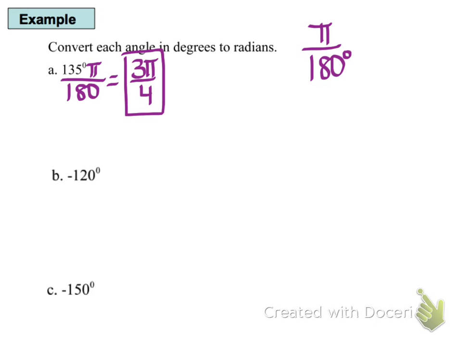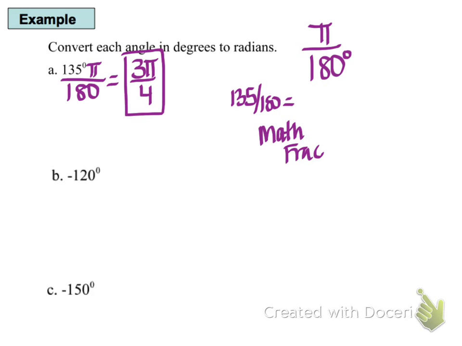Now, one thing you can do in your calculator if you want to simplify this is put in 135 divided by 180 and see what that equals. Then you can press the math button, and then the fraction button, and that'll turn that into a reduced fraction.